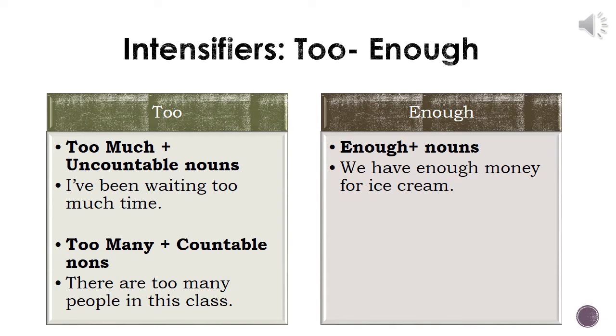Enough plus noun. So with enough, we don't have problems with countable or uncountable. We use enough for all of the nouns. For example, we have enough money for ice cream. Nosotros tenemos suficiente dinero para helado.